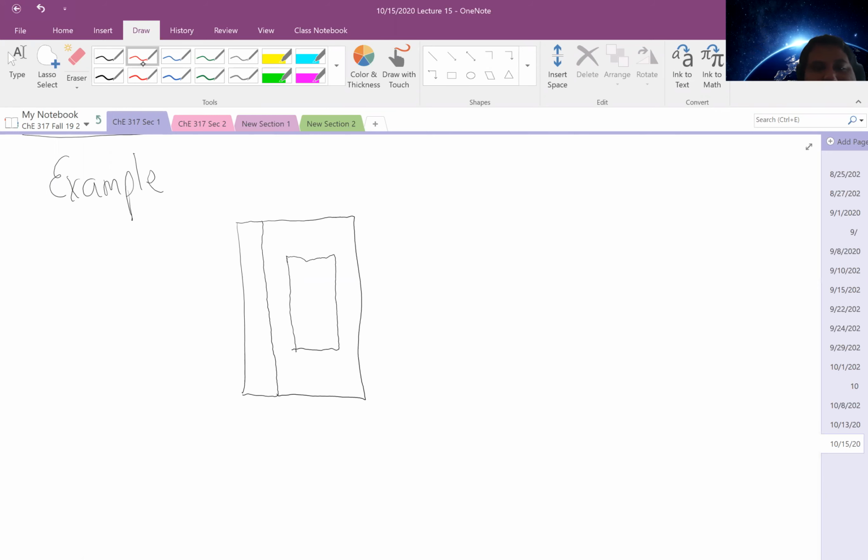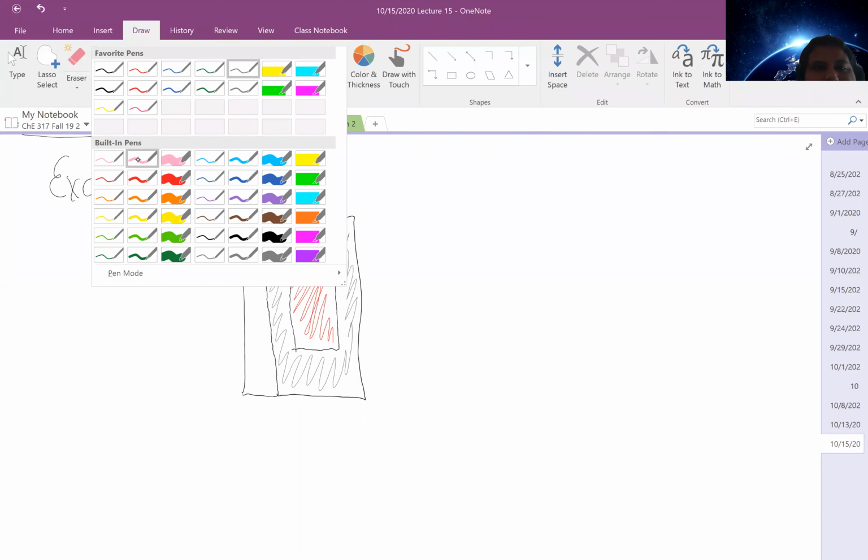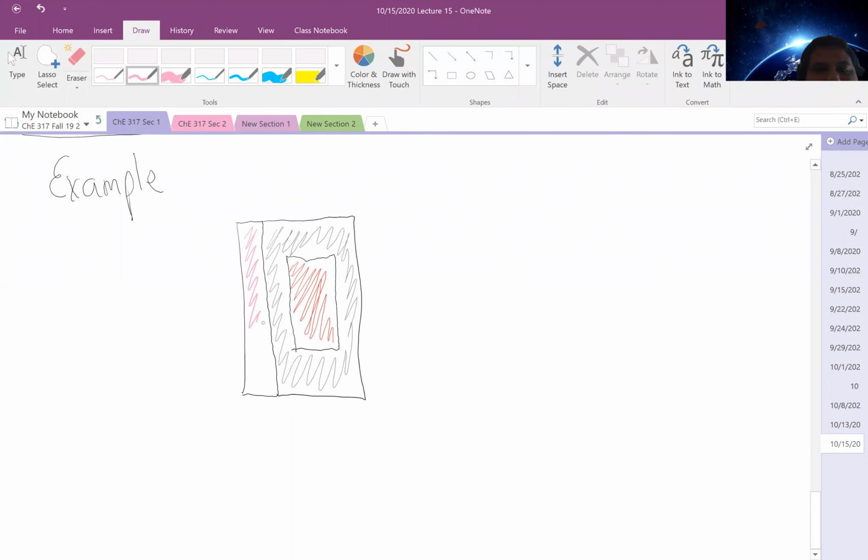So the brick, I'm going to call red. The plaster, I'm going to make gray. And the foam, I'm going to make pink. So we've got foam, plaster, and brick. As always, the temperature on the inside is 20 degrees C. The outside is -10 degrees C.